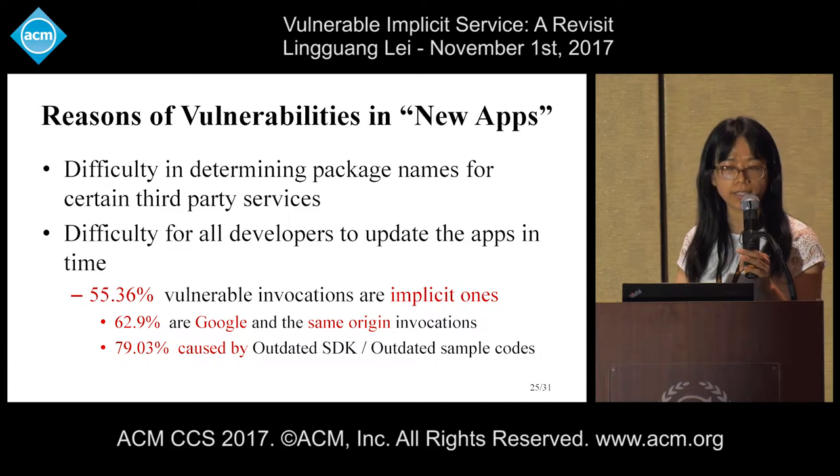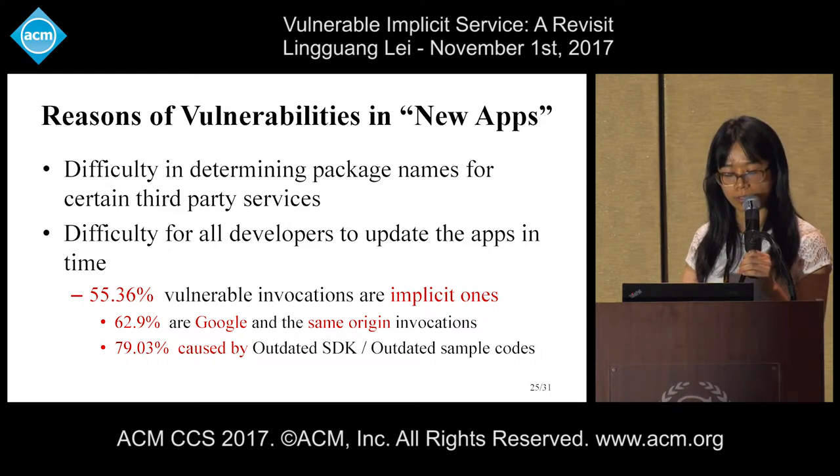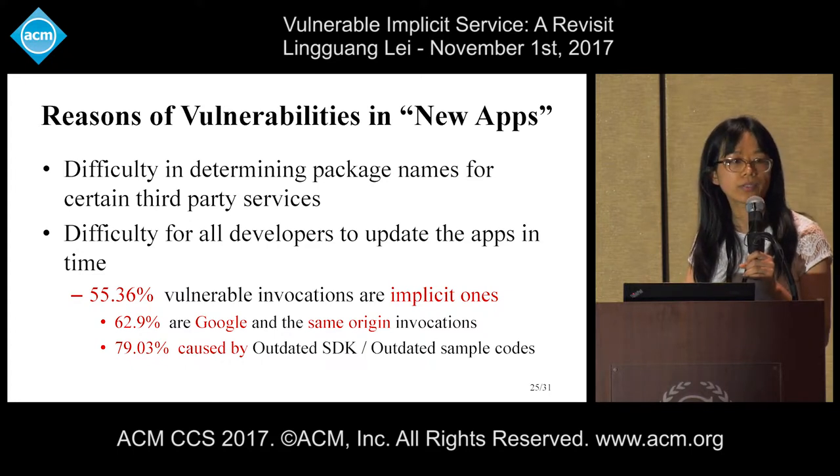And the statistics also prove this conclusion. We found 55% of vulnerable invocations are legacy implicit invocations. And even 62 are targeting Google and same origin service. Even though it is very easy for the developer to convert the implicit ones to explicit ones for these two types of service, we found the main reason is the outdated SDK and outdated sample code. Because in this outdated SDK and sample code, the service is invoked through implicit intent. When this SDK is adopted by the application, or the sample code is copy-pasted into the application, the implicit service invocation will be included in the application.